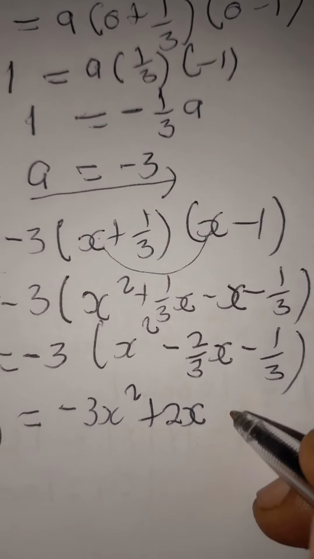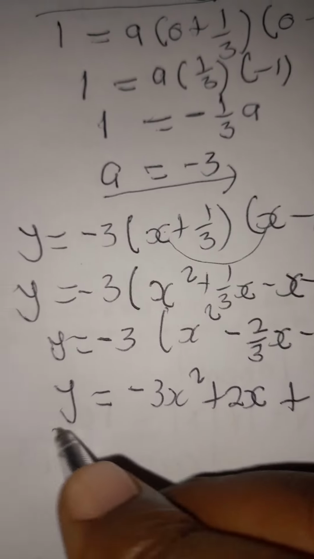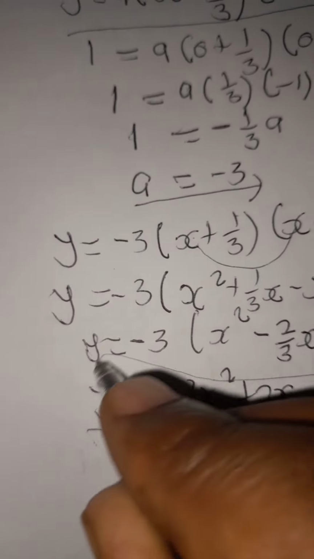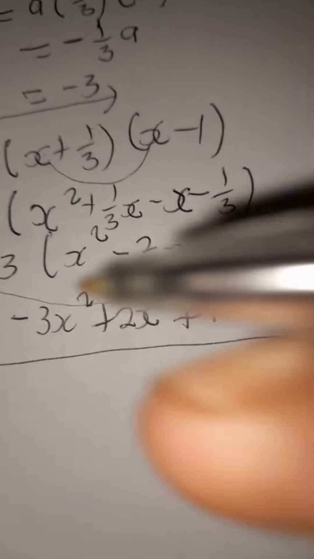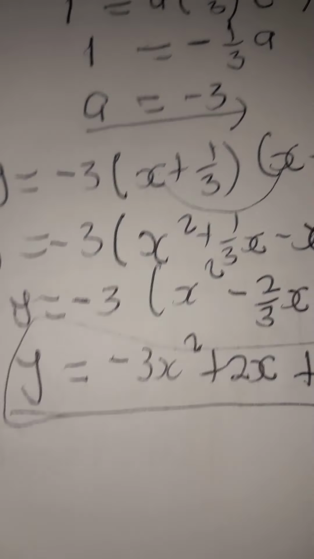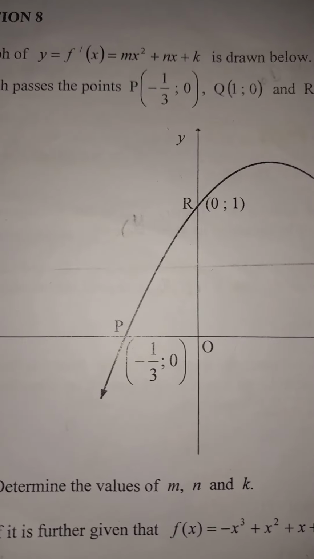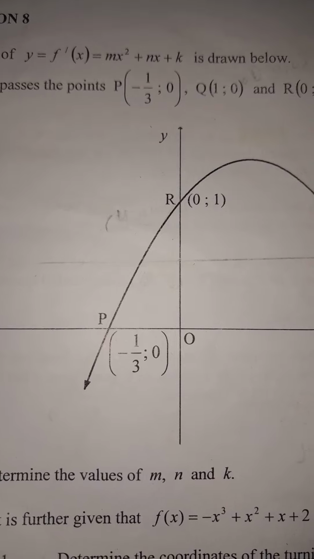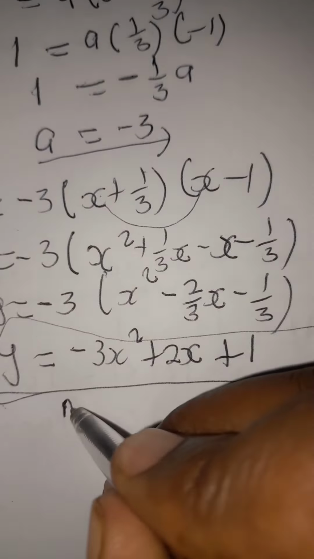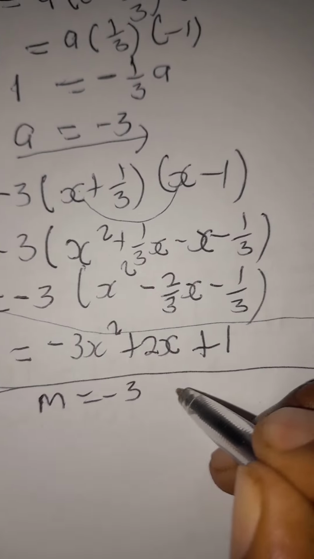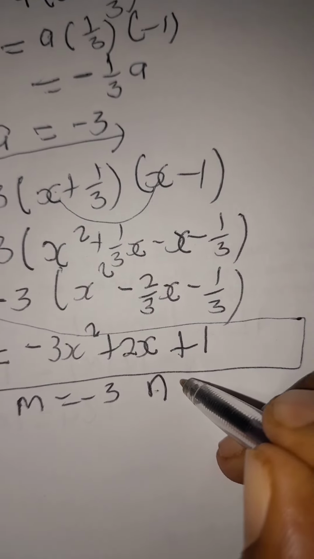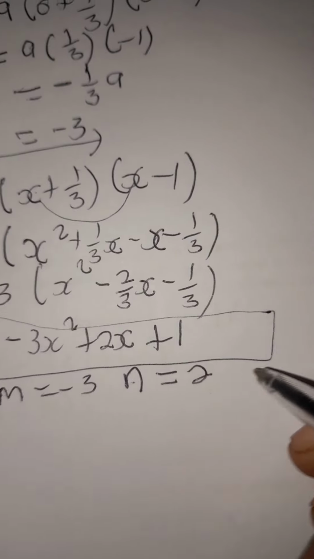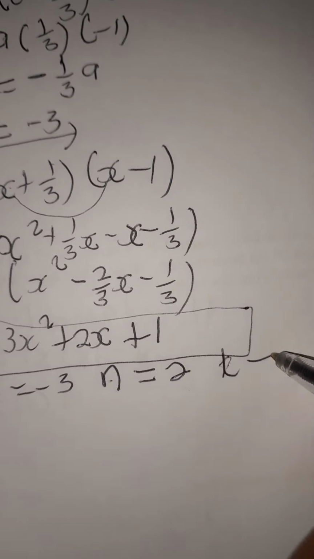Definitely that will be positive 1. Okay, so we have this type of equation where, remember, it was given as y equals the derivative of f of x, which equals mx squared plus nx plus k. So to write this, we know that m is minus 3, n is going to be 2, and k is 1.